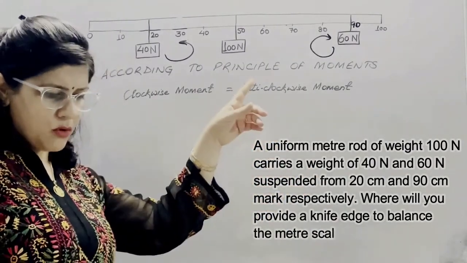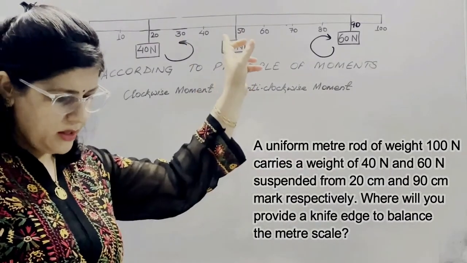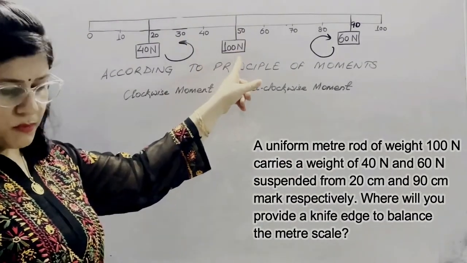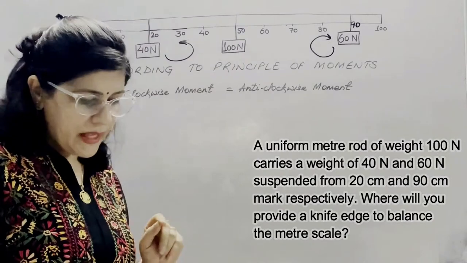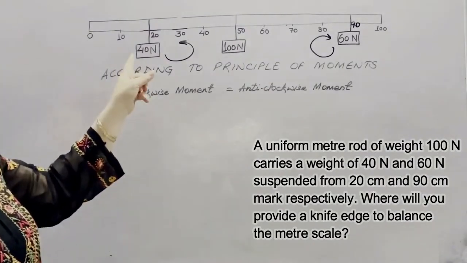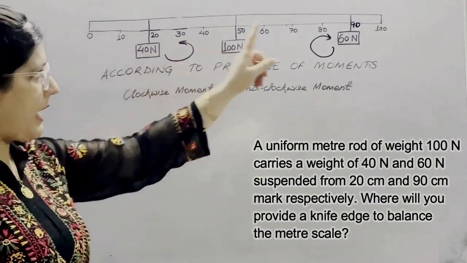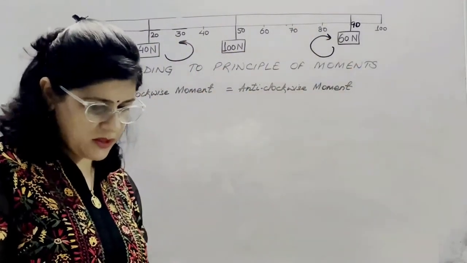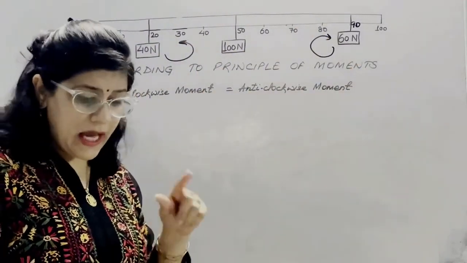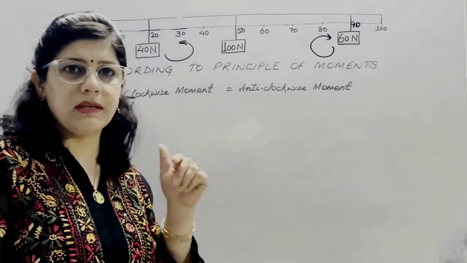A uniform meter rod of weight 100 Newton should be placed at 50 centimeter mark, and weights of 40 Newton and 60 Newton are suspended from 20 centimeter and 90 centimeter mark respectively. Where will you provide a knife edge to balance the meter scale?